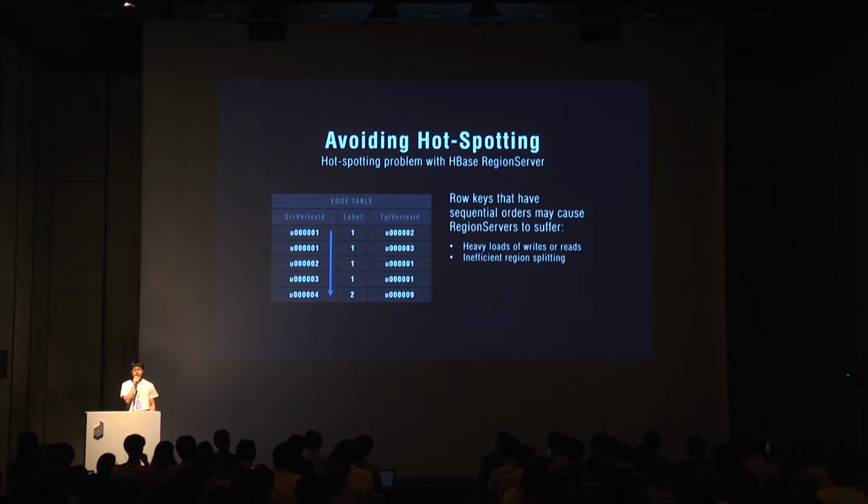Depending on how row keys are created, HBase may suffer from region server hotspotting, where heavy loads of writes and reads occur. For example, if the value of a vertex ID increases by order of creation, too many writes can be pushed to one region server. Also, using sequentially ordered keys may cause inefficient region splitting, which in turn will lead to inefficient use of storage.